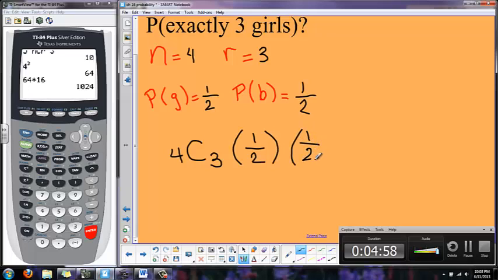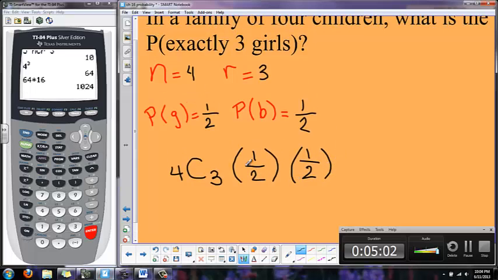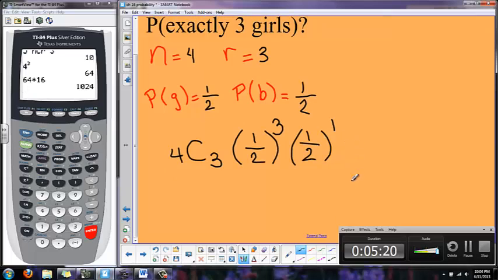Each of which are raised to an exponent, and that exponent represents how many times you want something to occur. This is our probability that we get a girl, and we want exactly 3 girls. So how many girls do we want? We want 3. Now if we have a total of 4 children and we have 3 girls, how many are left to be boys? That would just be 1.